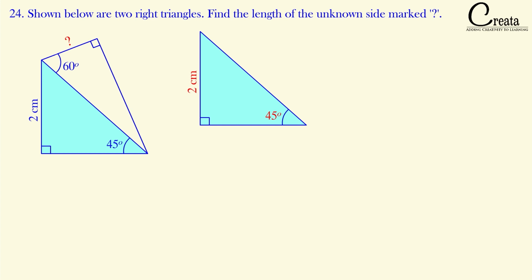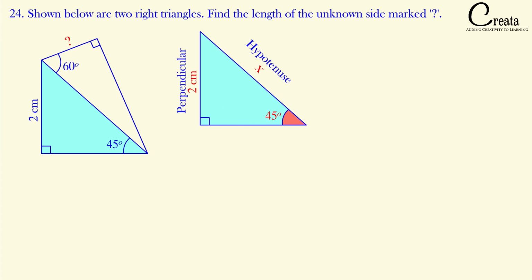Let's see. Here, let's name this side x just for simplicity. The first step is to find the trigonometric sides. Here, this is the trigonometric angle, which is 45 degrees. So this side will be the perpendicular. Perpendicular is the side which is opposite to the trigonometric angle. So 2 centimeter is the perpendicular for this triangle. And what is the hypotenuse? Hypotenuse is the side which is opposite to the 90-degree angle. So this side will be the hypotenuse for this triangle.